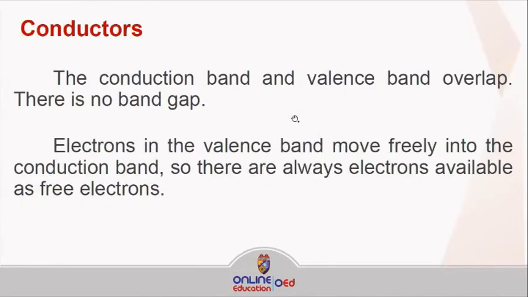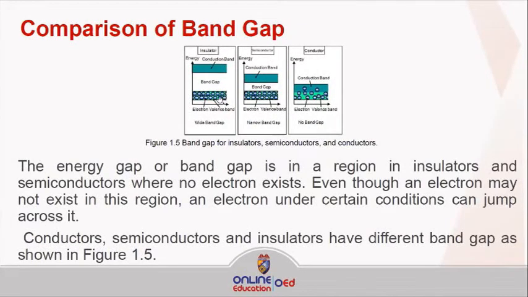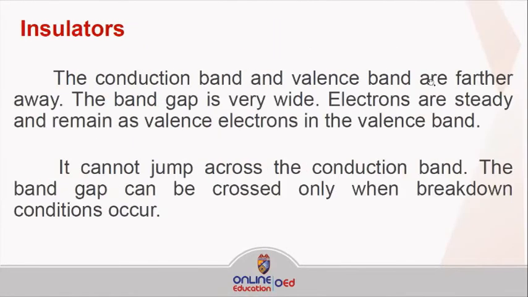Then sa insulator naman, the conduction band and the valence band are farther away, and the band gap is very wide. Since wide yung band gap sa pagitan ng valence band and conduction band, electrons are steady and remain as valence electrons in the valence band, and cannot jump across to the conduction band. Kasi nga masyadong malayo. Pero meron tayong condition na tinatawag na breakdown condition, wherein the band gap can be crossed only when breakdown occurs. Okay?